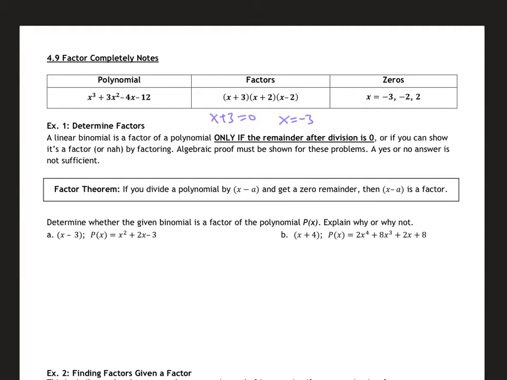So if we're looking at different things, a linear binomial is a factor of a polynomial only if the remainder after division is 0. That is key. That's why it's bold and underlined. So we're going to do our synthetic division, and the remainder has to be 0. Can't do anything else. So you need to prove it. Just an answer yes or no is not sufficient. You have to show me the work that you actually did the division. So factor theorem: if you divide a polynomial by x minus a and get a remainder of 0, then x minus a is a factor. That is good.